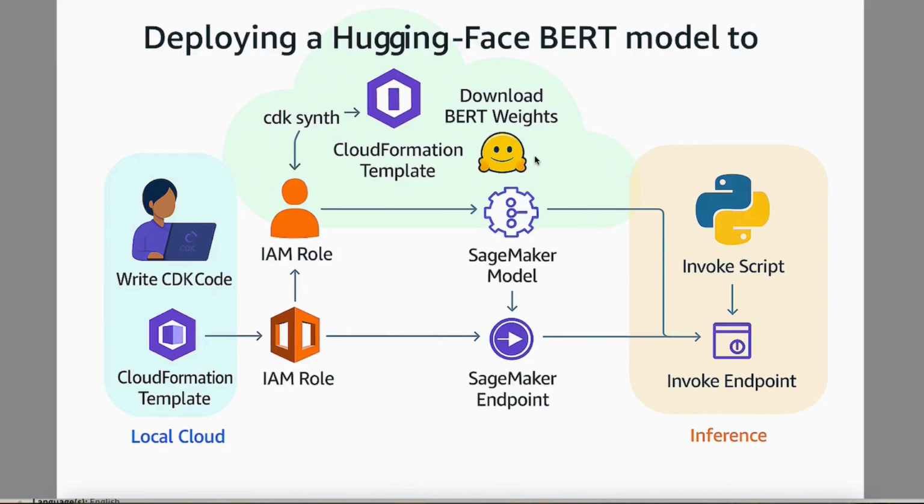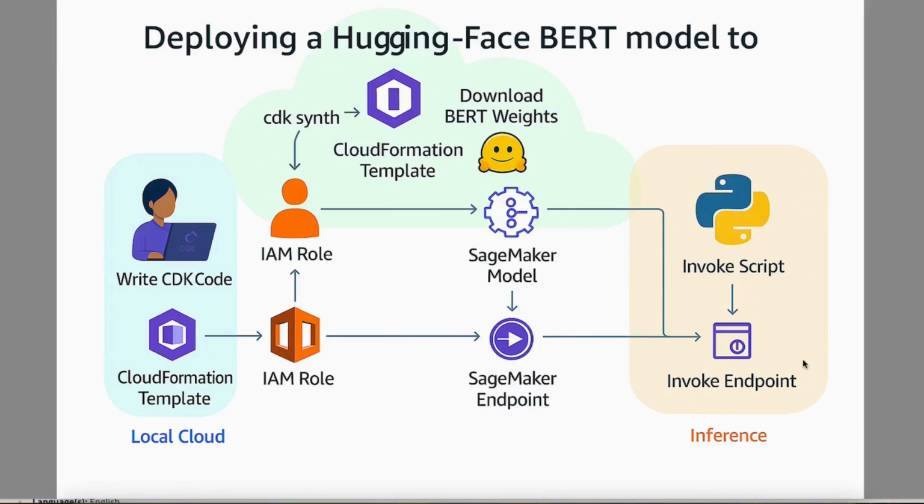Once the model files are downloaded, SageMaker builds a SageMaker model object. This represents the deployed version of our Hugging Face model inside AWS. After that, SageMaker creates a real-time inference endpoint. This endpoint acts like an API. It's where we will send our text input for predictions.